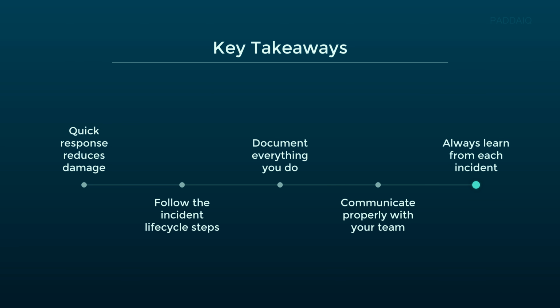Always learn from each incident. This means treating every problem as a learning opportunity to prevent it from happening again. For example, if a deployment fails, analyze the logs to find the root cause and update your deployment checklist. This continuous improvement makes your solutions more robust over time.